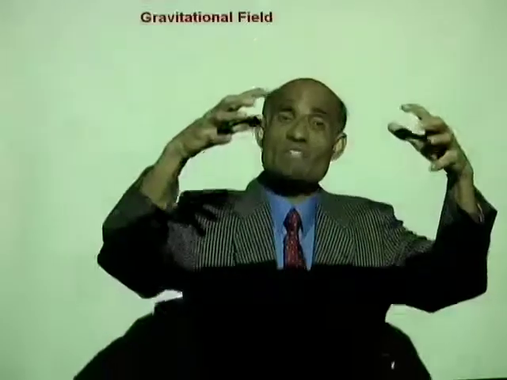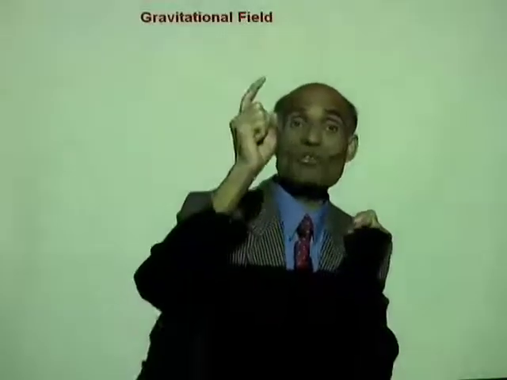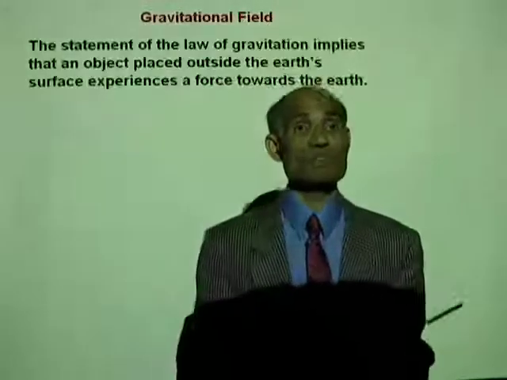Now, you can use the same meaning to describe a gravitational field. Earth has a gravitational field. In other words, the space surrounding the Earth where the Earth will exert a force on other objects is the gravitational field of the Earth. So, gravitational field of an object is a three-dimensional space around that object where that object will exert force on other objects. That is the definition of a force field.